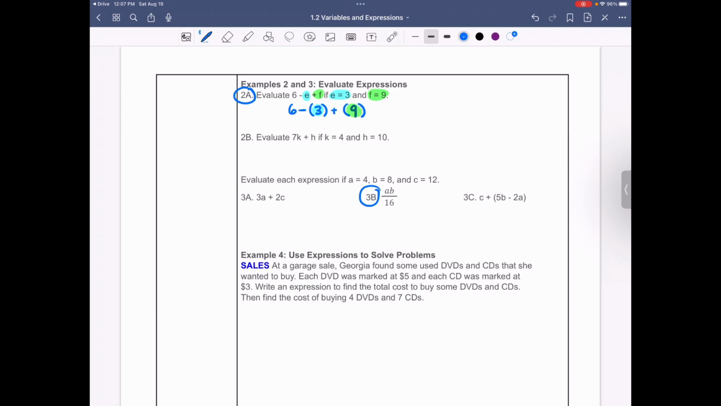Now the order of operations, in this case, we just have subtraction and addition, so I can do those simply in order. Remember how I said to show each step, 6 minus 3. Then I bring down plus 9. And I know you can do this in your head, but just for learning purposes, I want to see your steps, and that becomes 12. I'm going to box my answer.